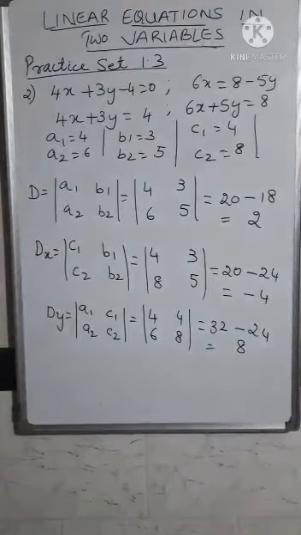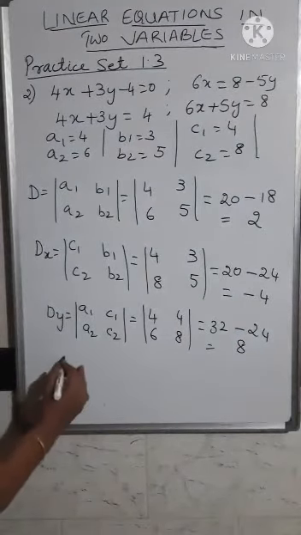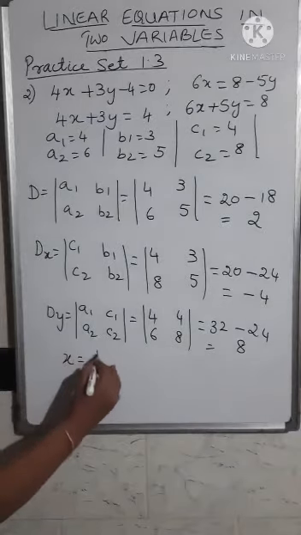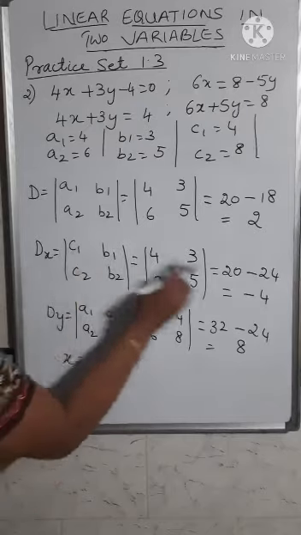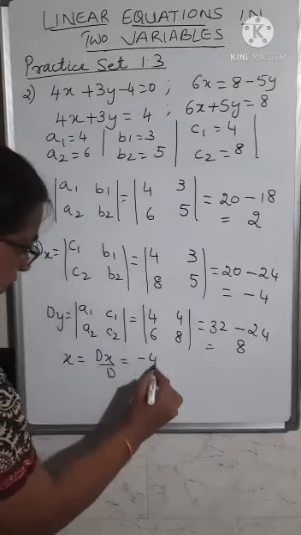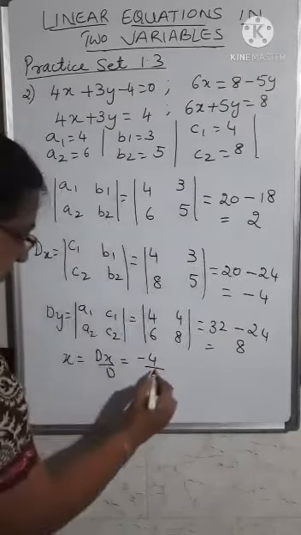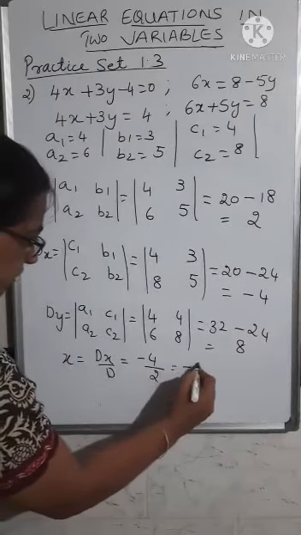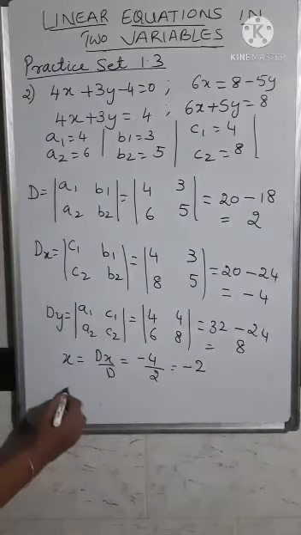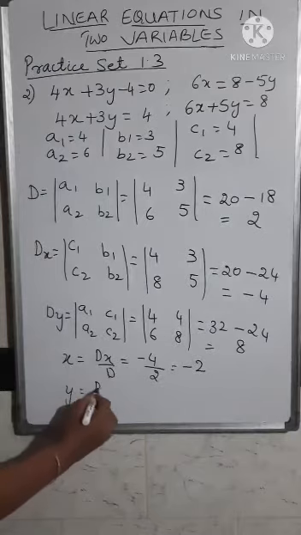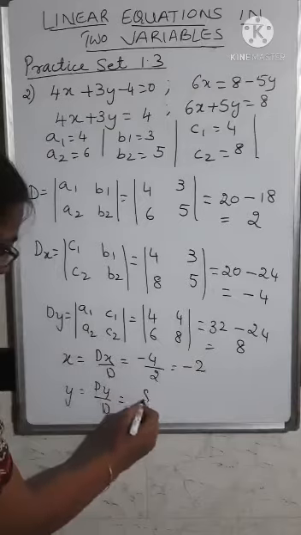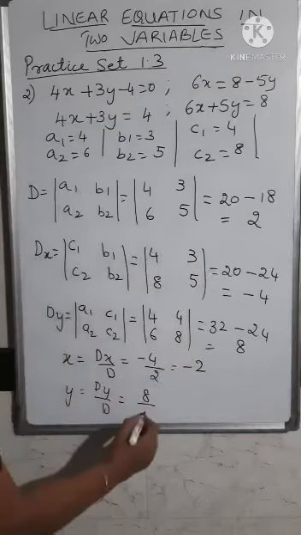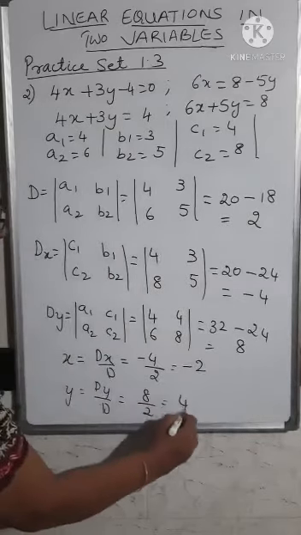So like this you have to first find out what is the value of d, dx and dy. The next thing is finding out the value of x. X is given by dx upon d, which is equal to, value of dx is minus 4 and value of d is 2. So when you cancel it, you will get it as minus 2. And value of y is equal to dy upon d. dy is 8 upon d is 2. So cancelling it, you will get it as 4.